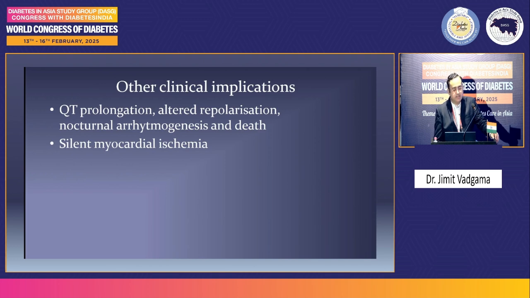Why we get silent MI in diabetes is because of the cardiac autonomic neuropathy. Now the heart becomes, in simple words, denervated. There are no signals carried by the cardiac nerves, so the pain is not felt by the patient. So this is, in simple words, silent MI.